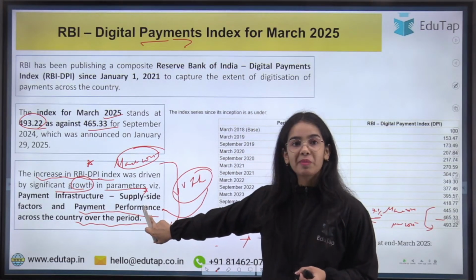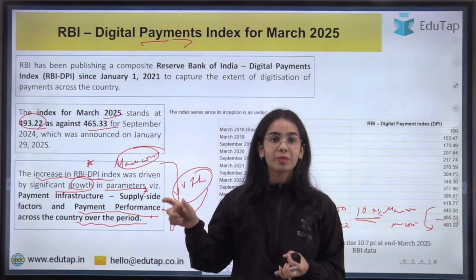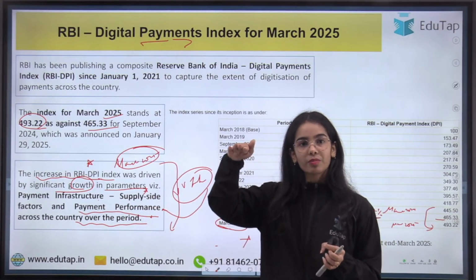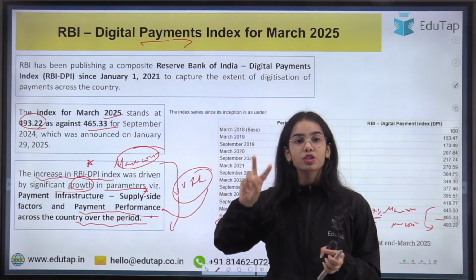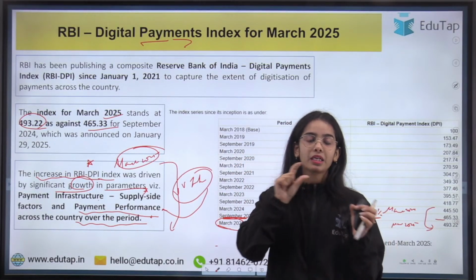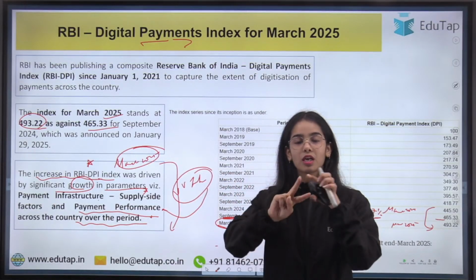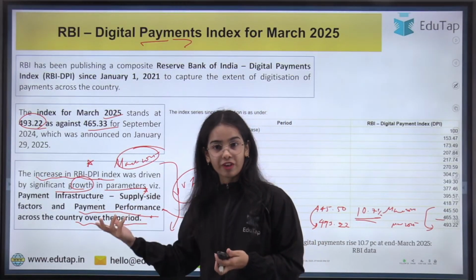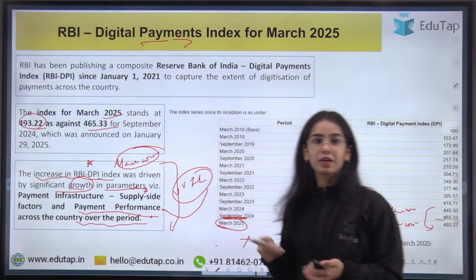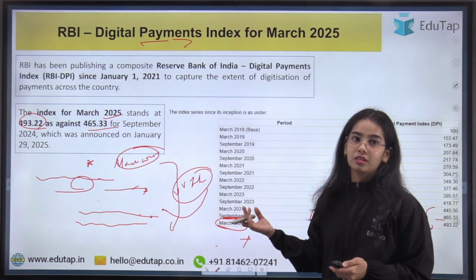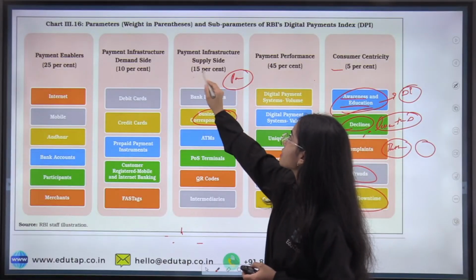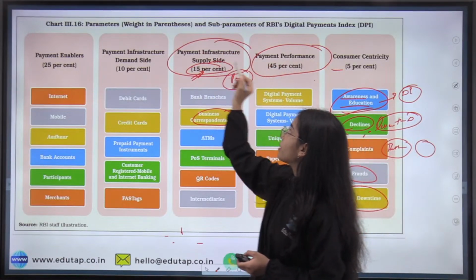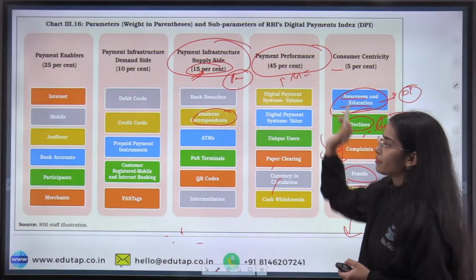So what is the weightage of payment performance? Tell me very fast. What is the weightage of payment performance and what is the weightage of payment infrastructure supply side? Okay, so basically the value of the digital payment index has increased because of two main parameters. One is payment infrastructure supply side, and the second parameter due to which the digital payment index has improved is payment performance. Payment performance has the weightage of 45% and the payment infrastructure supply side has the weightage of 25%. Sorry, 15%. Okay, it has the weightage of 15%. So basically, due to these two parameters, there is the increase in the RBI DPI that we have seen.